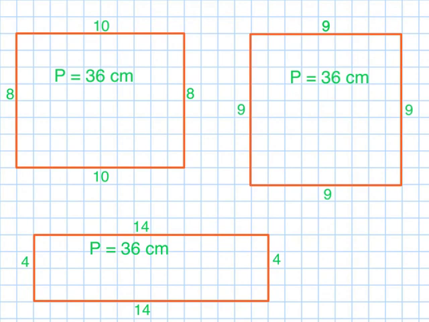So now let's think about areas. Remember, area is length times width. Do you think that the area of each of these rectangles will be the same? Well, pause the video and let's find out if they are or not.